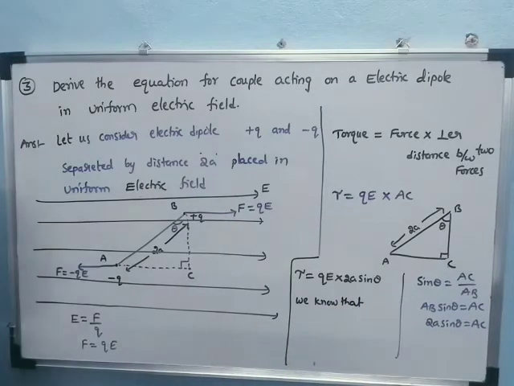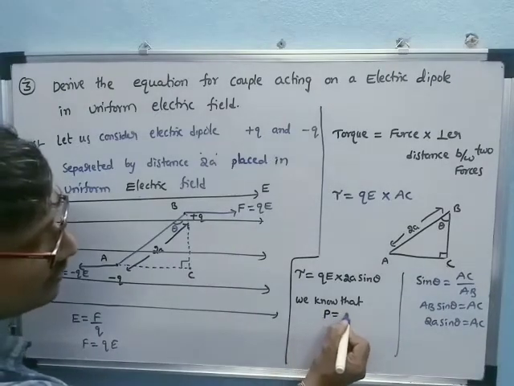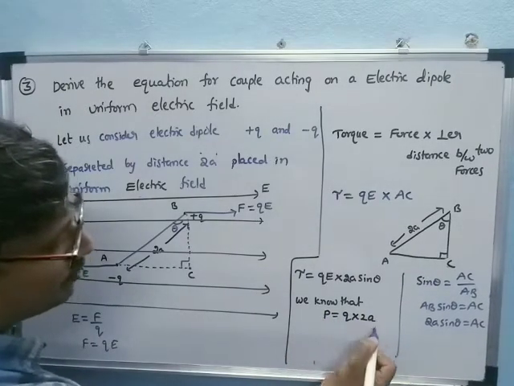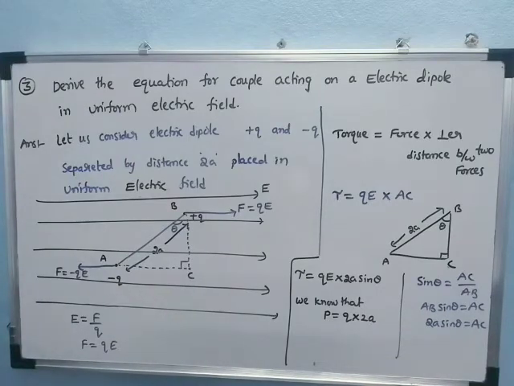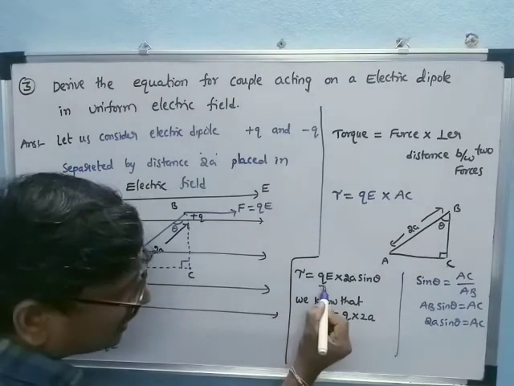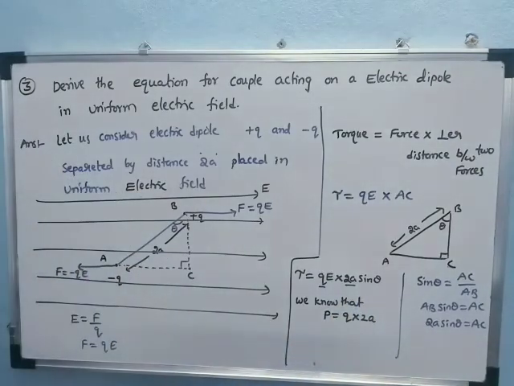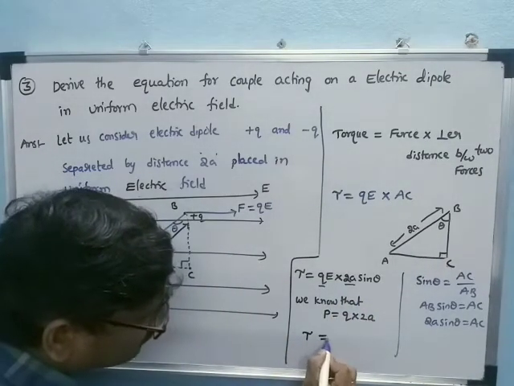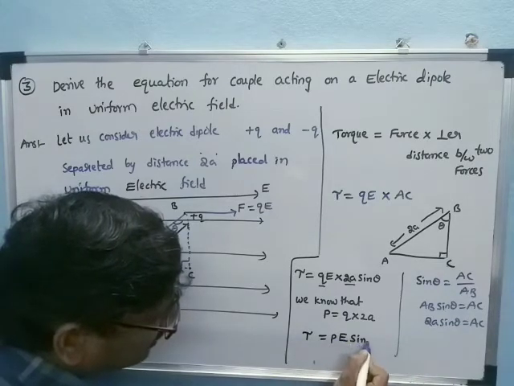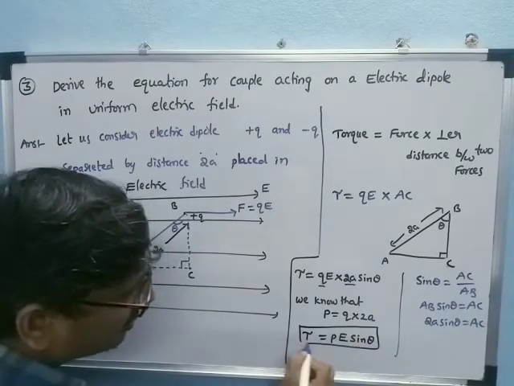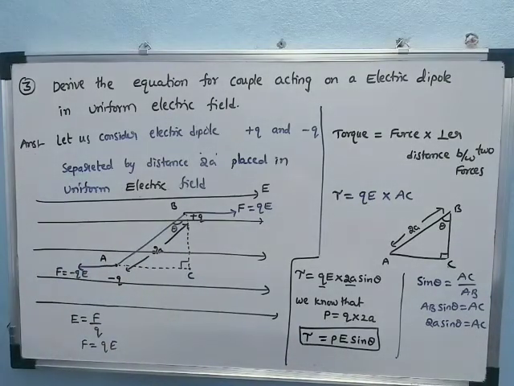See, what we know is the electric dipole moment: P is equal to the charge into the distance of the dipole. Now here the Q and here the 2a, what can we write in P? Then the torque tau is equal to PE into sine theta. See, this is the torque acting on an electric dipole in an electric field. What is the formula? Tau is equal to PE into sine theta.